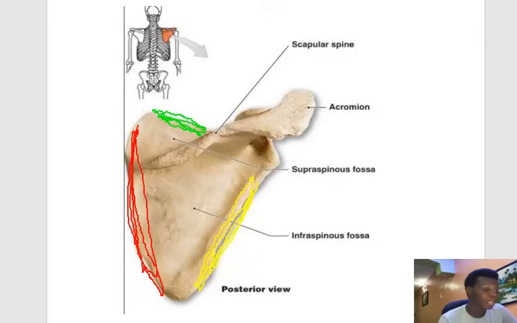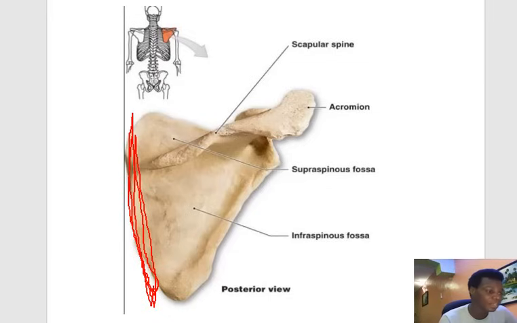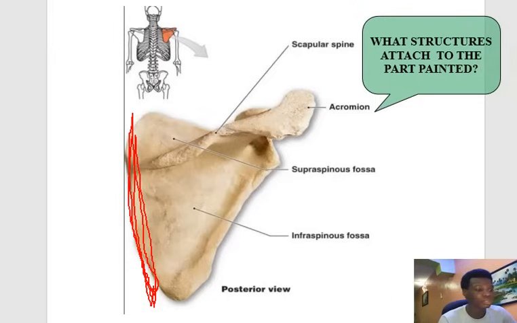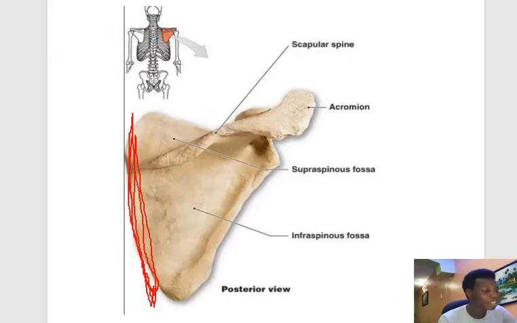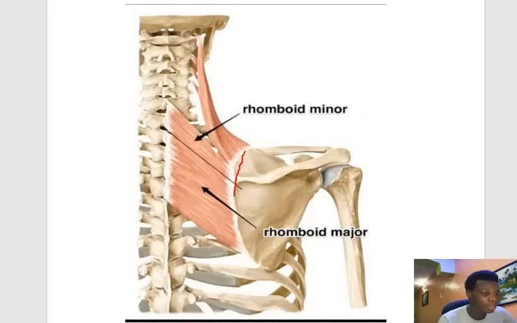I really want to emphasize the medial border, because some muscles are known to insert on it. It can be painted for you to identify, or you'll be asked what structures, and you may mention two muscles, insert on the part painted. The rhomboid muscles are said to insert on the medial border of the scapula. Here is the medial border of the scapula. You can see the rhomboid major muscle taking origin from there, and the rhomboid minor too is also attaching right there.